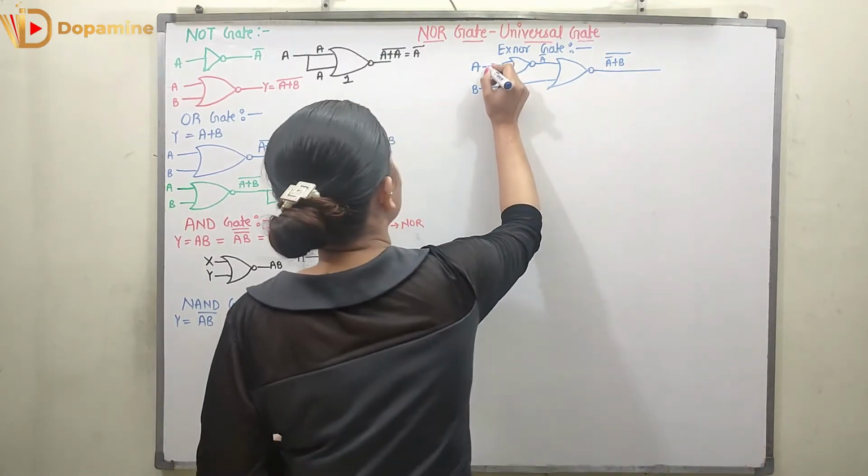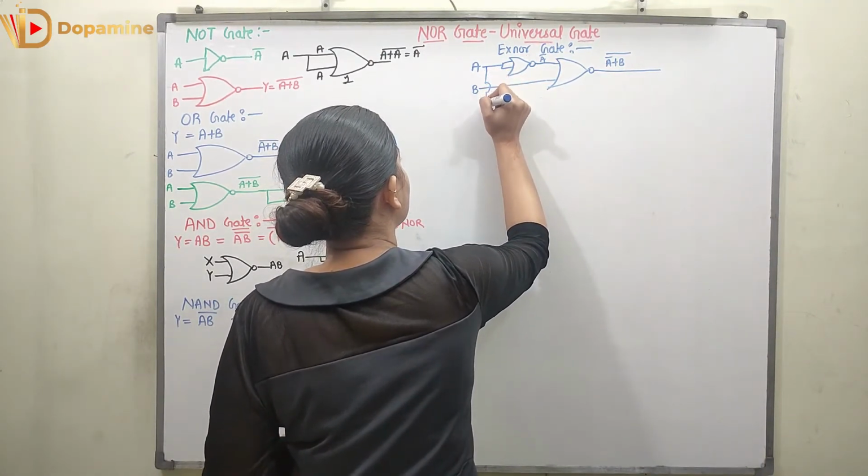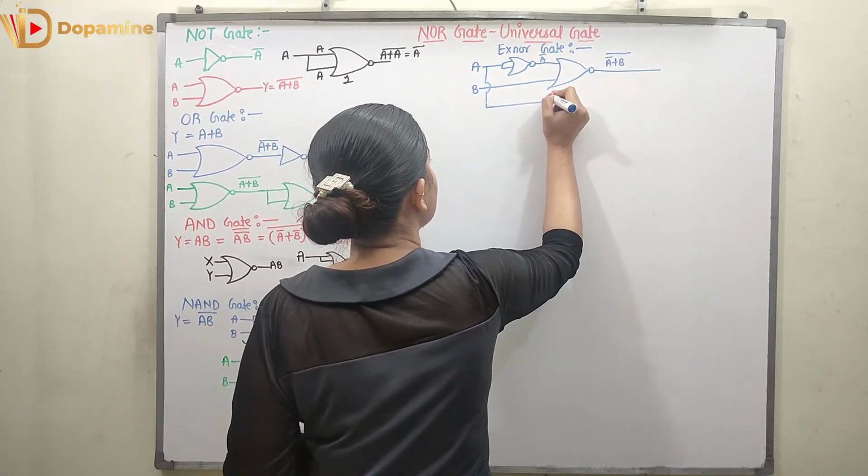Similarly I can take over here A. I can send this A to the NOR gate.